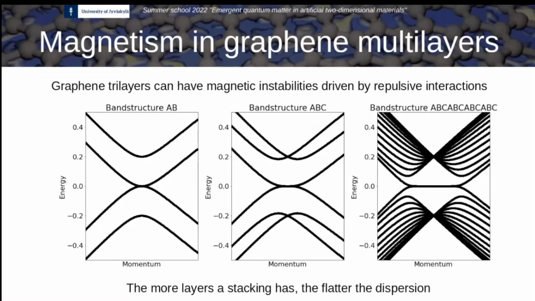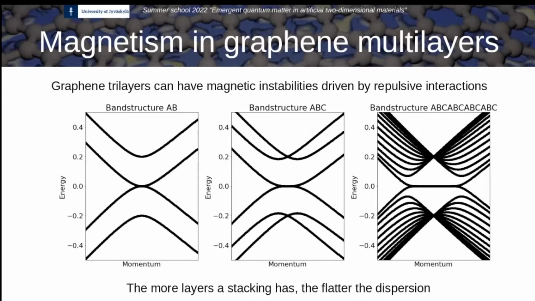So now what is important to note is that in monolayer graphene, we had a Dirac cone, and that gives rise to a V-shaped density of states. But now here we have quite some states at the Fermi energy. Here we have even more states at the Fermi energy. And here we have even more states at the Fermi energy because we have a flat band.